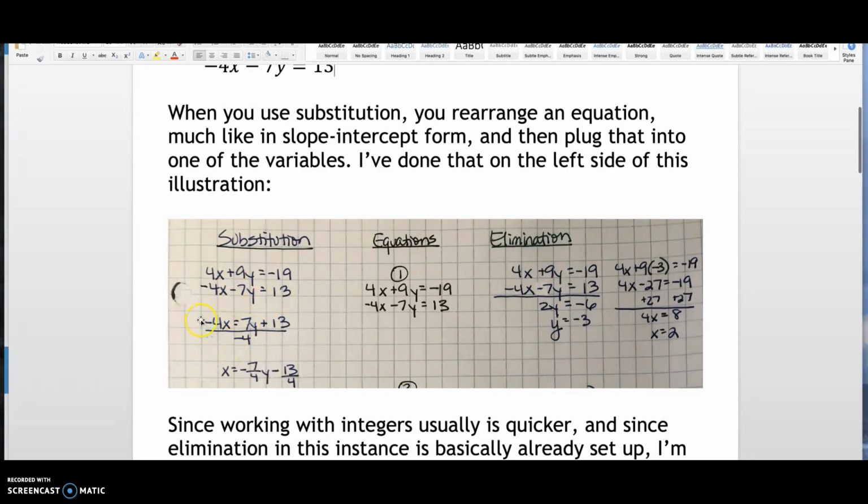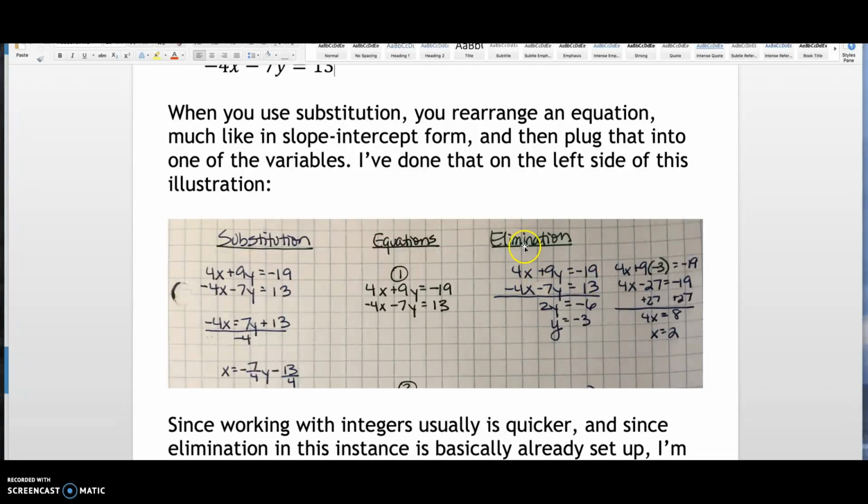Well, to get x by itself, we have to divide everything by -4, which leads me here to x equals -7 fourths y minus 13 fourths. Anytime you use substitution, in my opinion, and you end up with fractions, especially if the slope and the y-intercept, or in this instance, the x-intercept, are in fraction form, my personal opinion is that elimination is simpler to use. That doesn't mean that you couldn't use substitution. It's a personal preference that you choose.